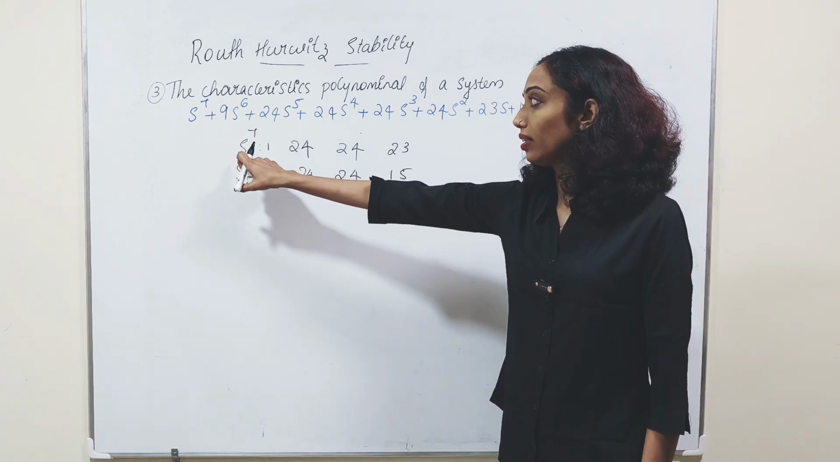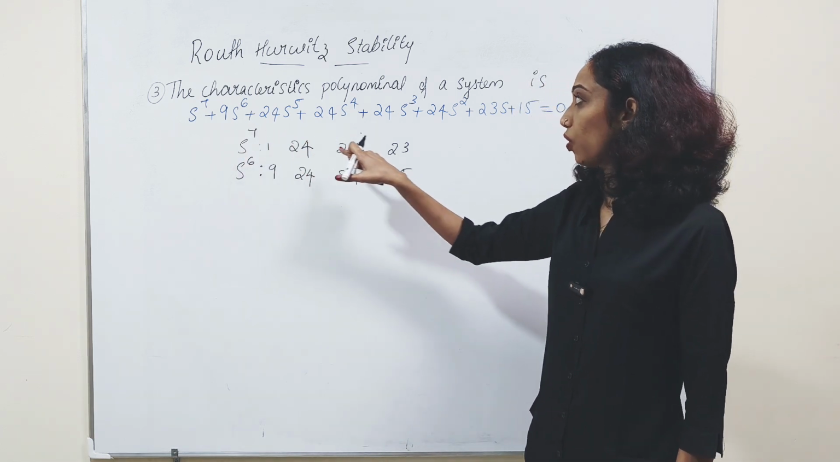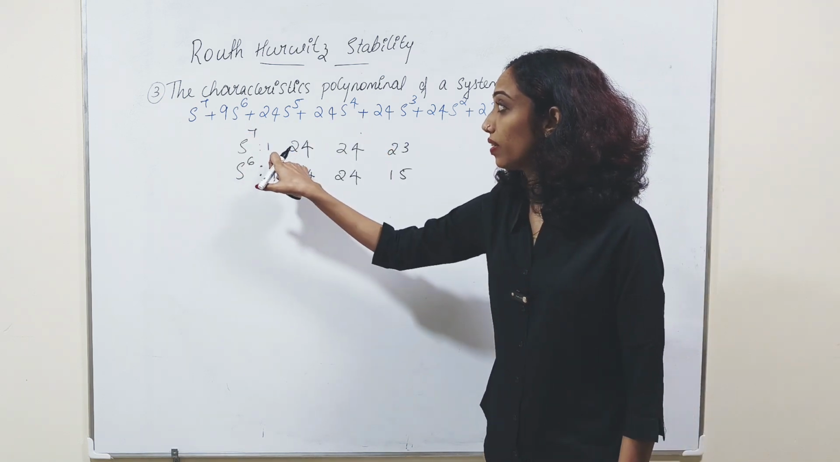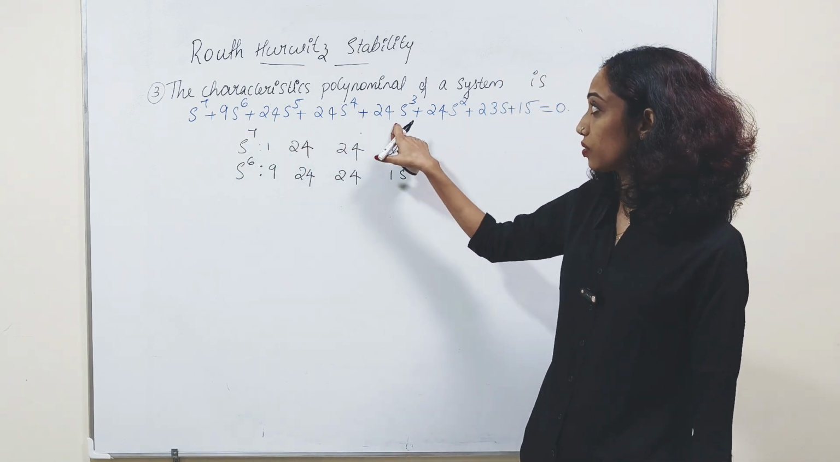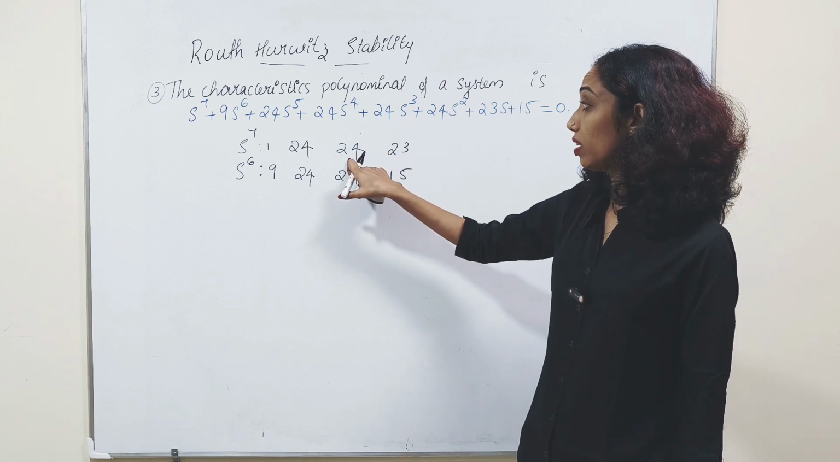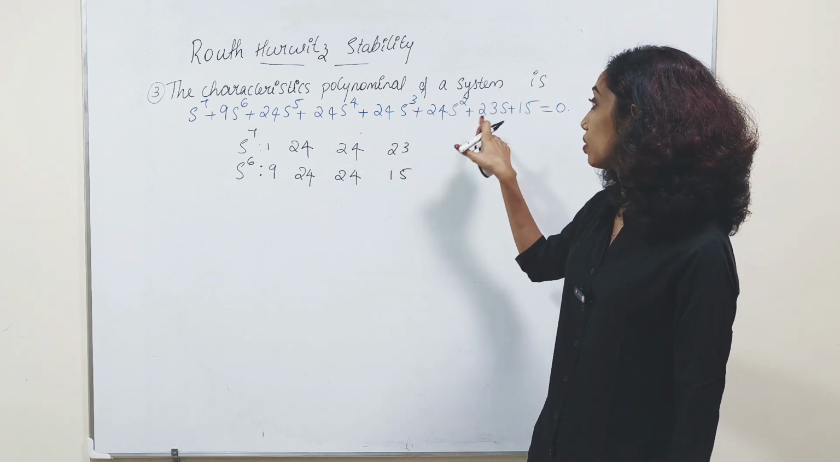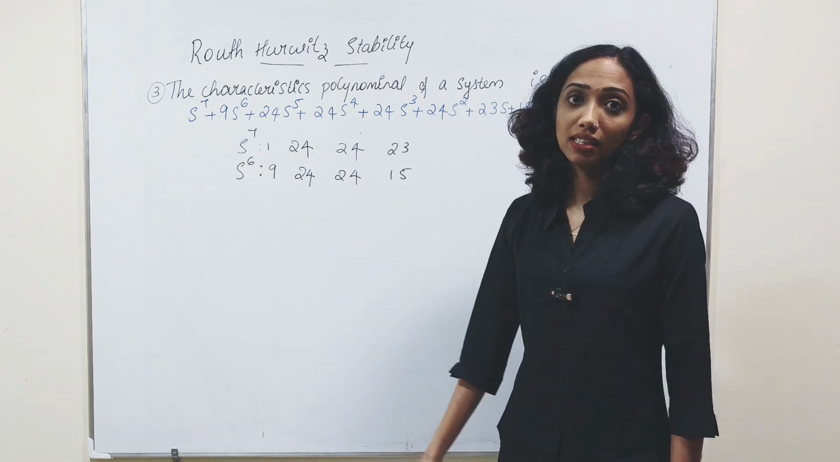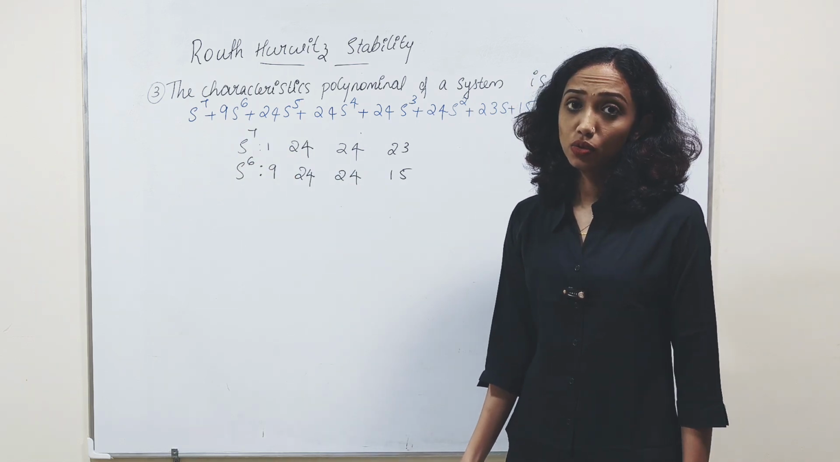In this, the order of the system is s raised to 7 and it's an odd number. So I'll write s raised to 7 and the coefficients of all the odd powers in this characteristic equation. S raised to 7 has 1, s raised to 5 has 24, s cube has 24, and s raised to 1 has 23. Then s raised to 6, the next descending power.